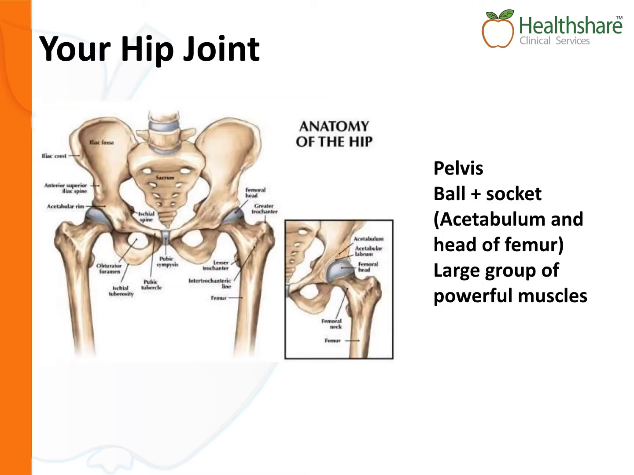So we'll move on to the hip joint. The hip itself consists of the pelvis, and we've got a ball and socket joint. So this is your hip. So this is made up of the acetabulum, so the socket, and the head of femur. So this is what we call the ball.